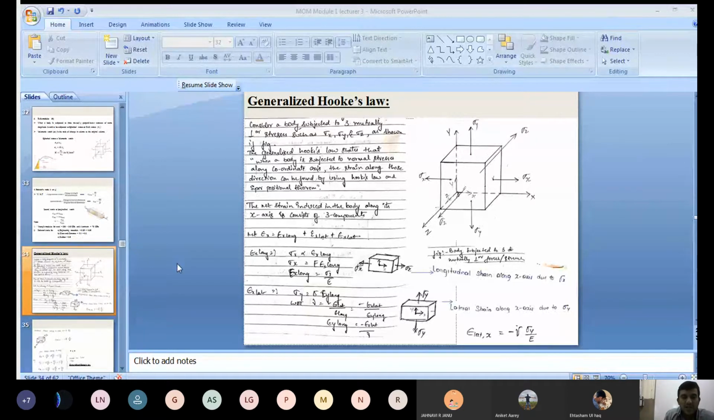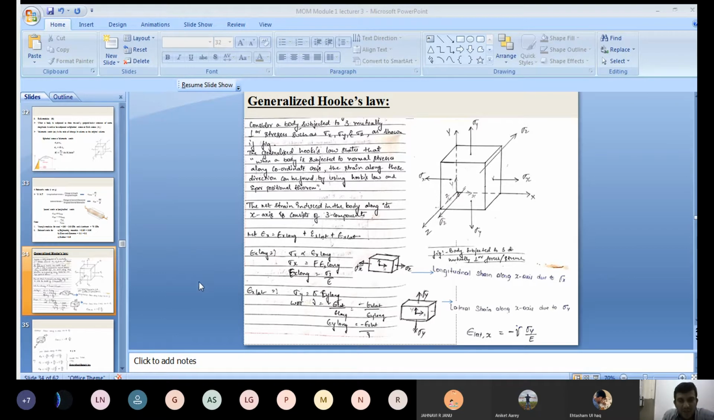What is Hooke's law here? The stress is directly proportional to strain. Here what type of stress is acting? The stress acting along the x-axis is directly proportional to the strain along the x-axis. What type of strain is induced on the cube here? Longitudinal strain, because sigma x is acting along the x-axis, the deformation also takes place along the x-axis. What type of deformation here? Longitudinal deformation. Change in length takes place with respect to the original length. Then you get longitudinal strain.